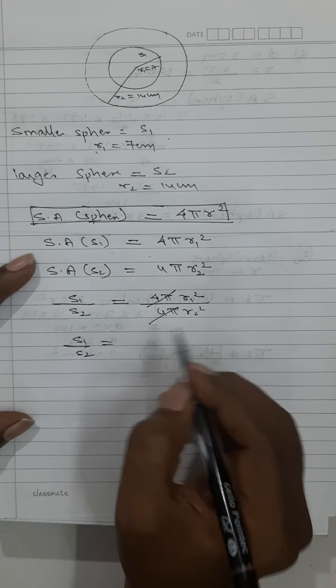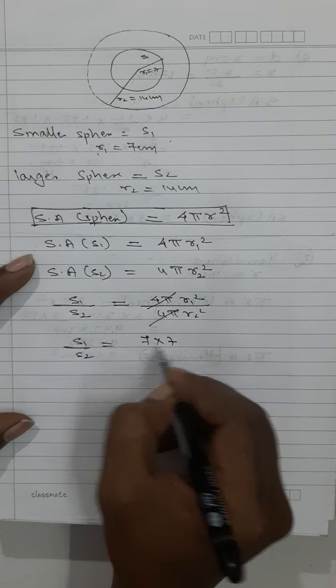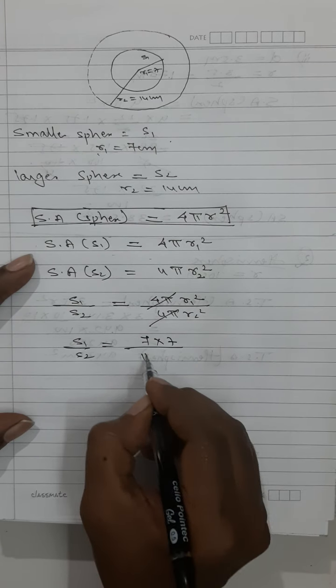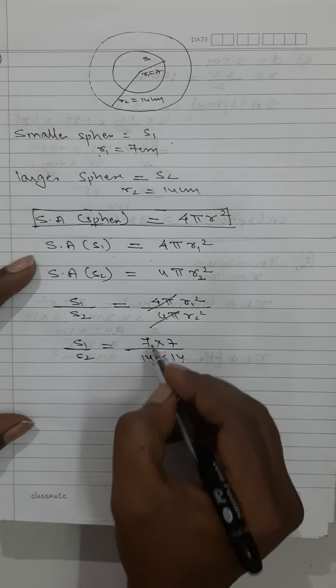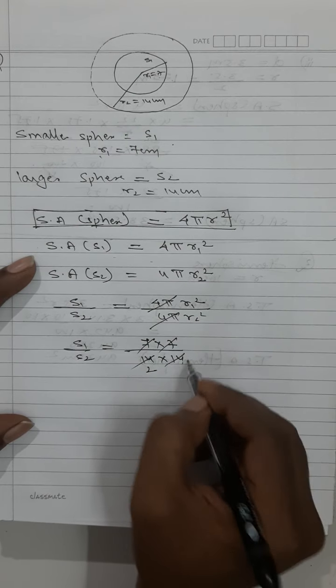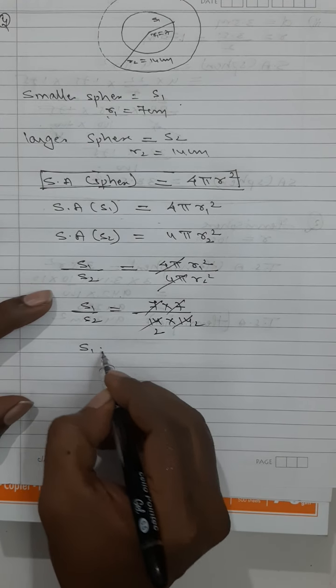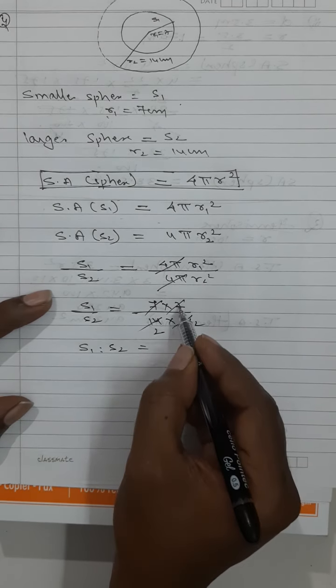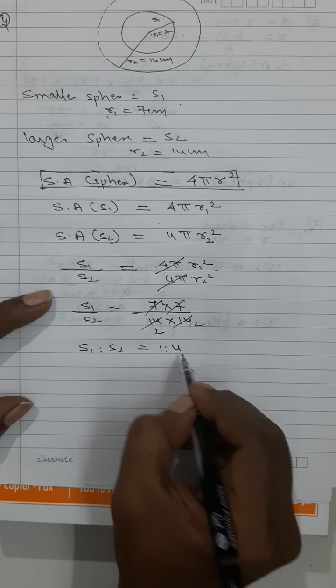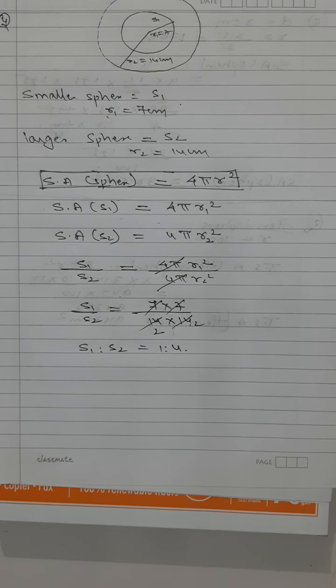R1 square is basically going to be 7 into 7. R2 square is going to be 14 into 14. This will give you 7 2s are 14, 7 2s are 14. Therefore, S1 upon S2 is going to be 1 upon 4. 1 is to 4. This is your answer. Okay, my dear students, this is your answer. That is what they have asked.